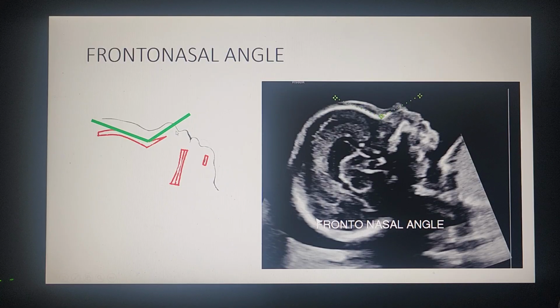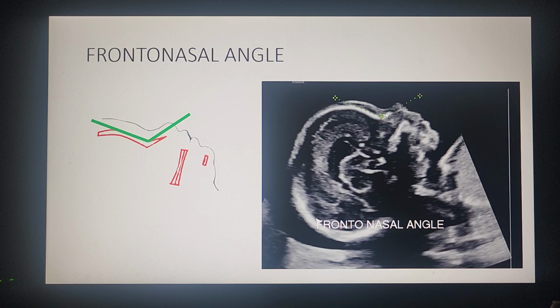I've drawn this diagram so that for beginners it will be easy. Draw a line tangential to the frontal bone up to the frontonasal junction. Draw another line tangential to the nasal bone. Now the angle subtended is the frontonasal angle. Now do the same thing here. Draw a line tangential to the frontal bone up to the frontonasal junction, then draw a line tangential to the nasal bone. Now this is the frontonasal angle.